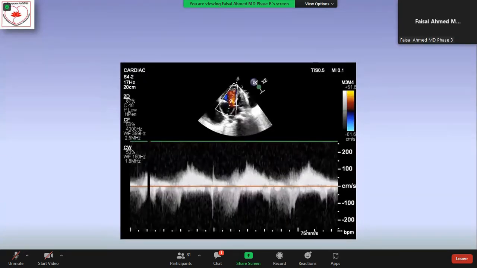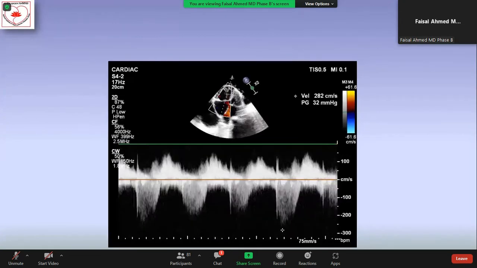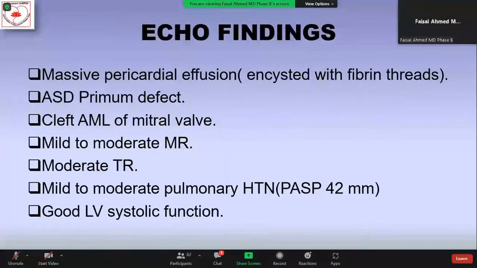Continuous wave Doppler was done of the tricuspid valve, and there is demonstration of tricuspid regurgitation making a PASP of approximately 42 millimeter mercury. So in summary, our echo findings were massive pericardial effusion, septal defect of primum variety, cleft anterior mitral leaflet of the mitral valve, mild to moderate mitral regurgitation, and mild to moderate pulmonary hypertension by approximately 42 millimeter mercury with good LV systolic function.